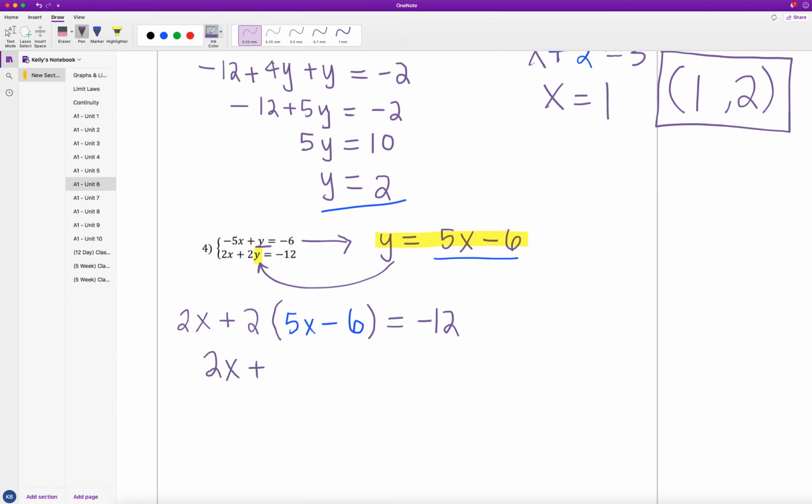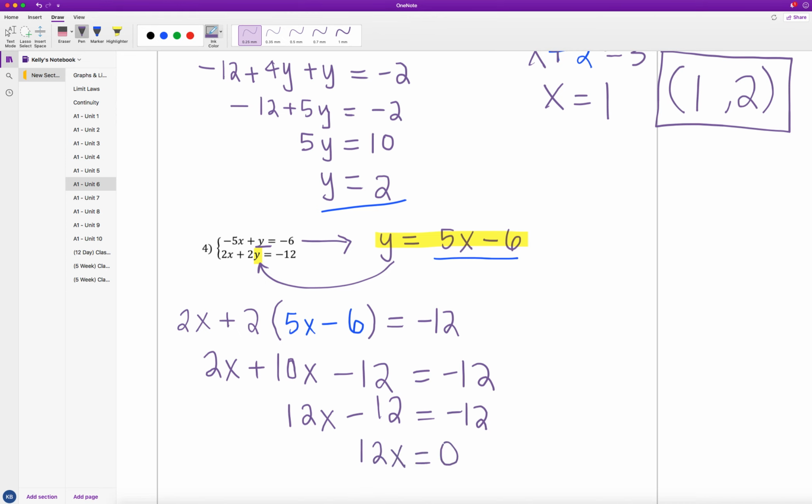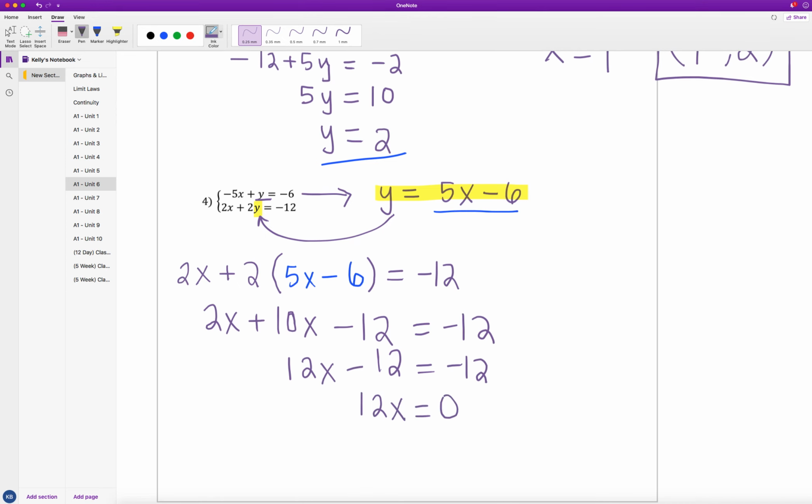Distributing the 2, I get 2x plus 10x minus 12. That was a 10, there we go, equals negative 12. I want to combine like terms on the left side, so I'll end up with 12x minus 12 equals negative 12. If I add 12 to both sides, I'll get 12x equals 0 now, which that can happen, that's fine. Divide through by 12, and I'll end up with x equals 0 over 12.